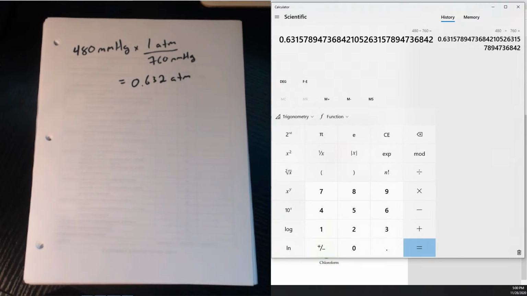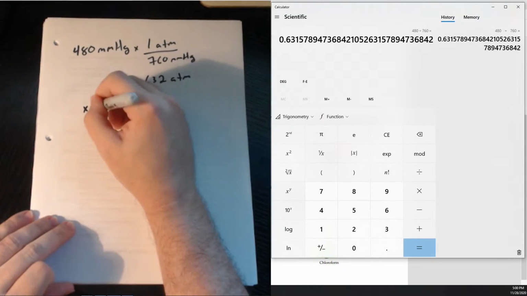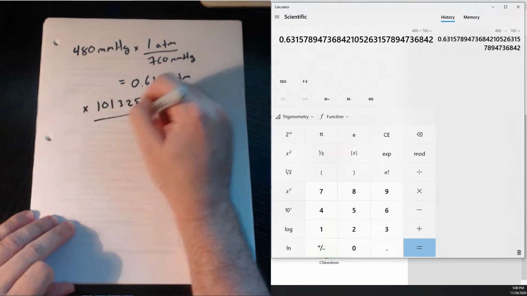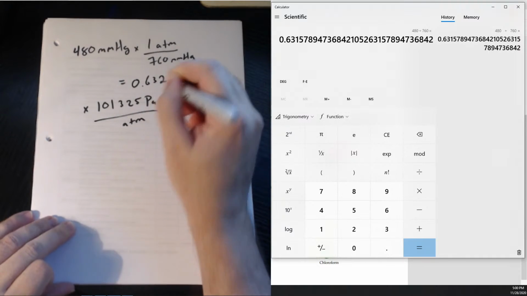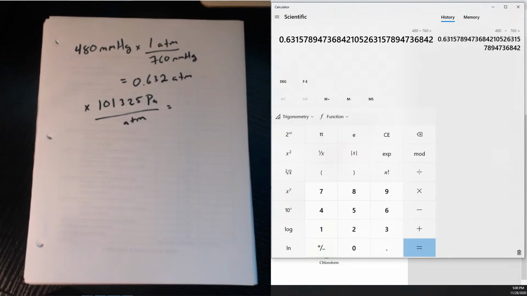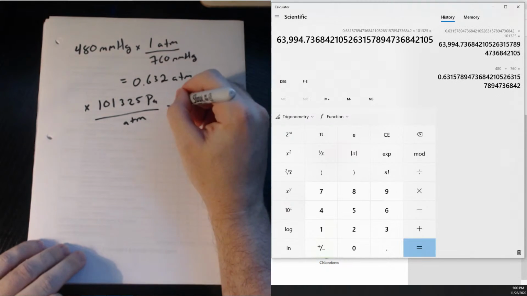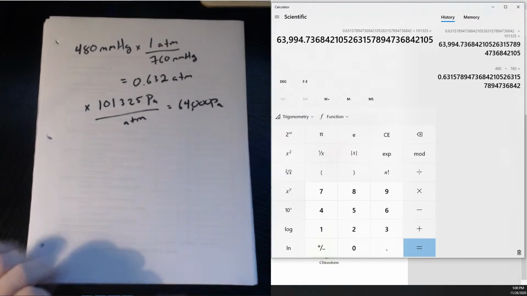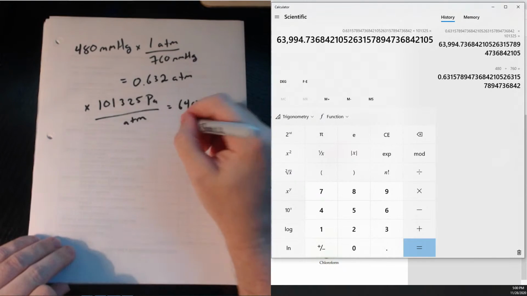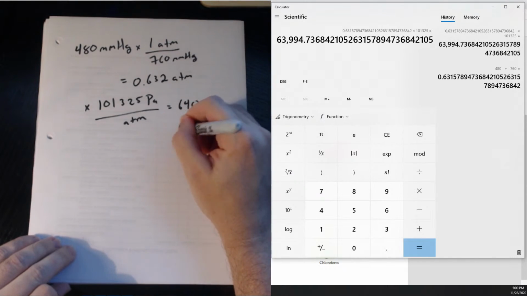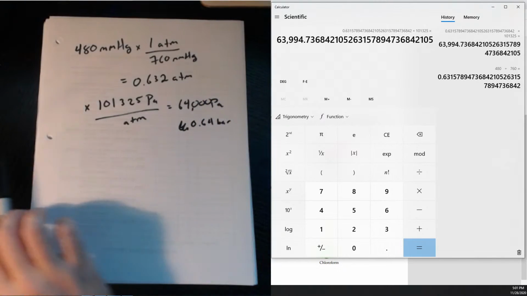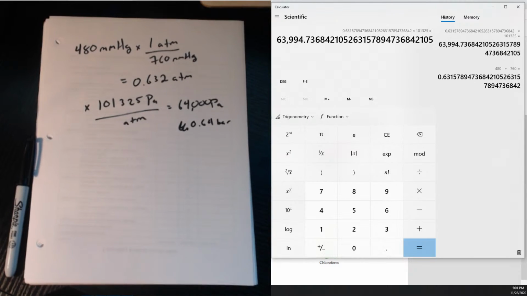All right, and then we convert that to pascals by multiplying by 101,325 pascals per atmosphere. Means we're looking at 64,000 pascals. Or 0.64 bar. Just for giggles.